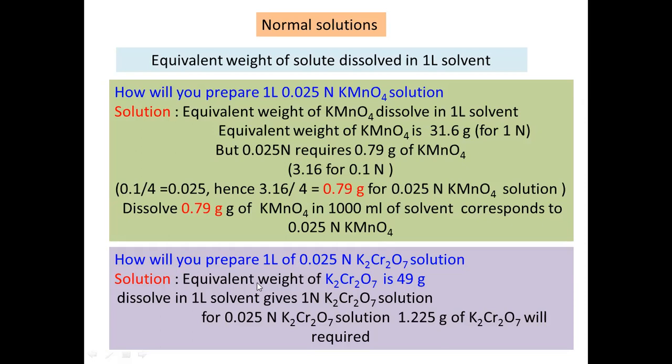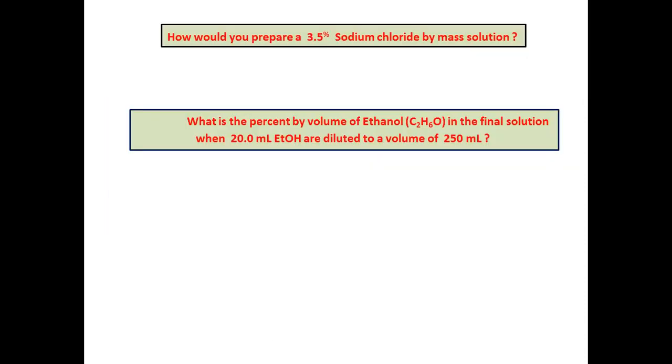Similarly, how will you prepare 1 liter of 0.025 normal K2Cr2O7 solution? K2Cr2O7 again has a different equivalent weight. The equivalent weight is 49 gram for one normal 1 liter K2Cr2O7, but we have to prepare 0.025 normal. So divide the quantity for 0.1 normal K2Cr2O7 by 4. That will be 1.225 gram of K2Cr2O7 required to prepare the 0.025 normal K2Cr2O7.